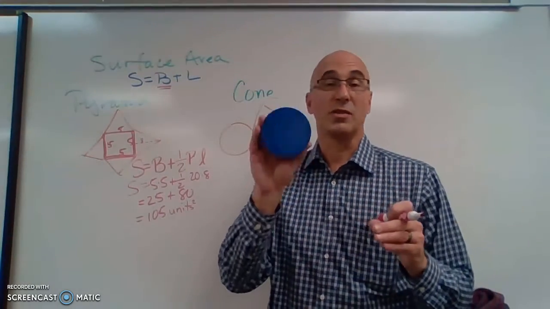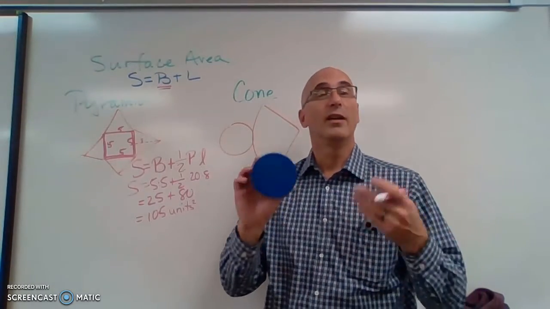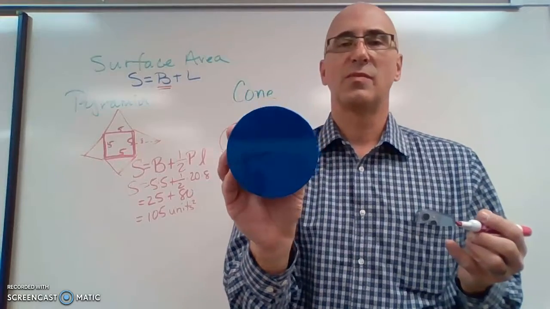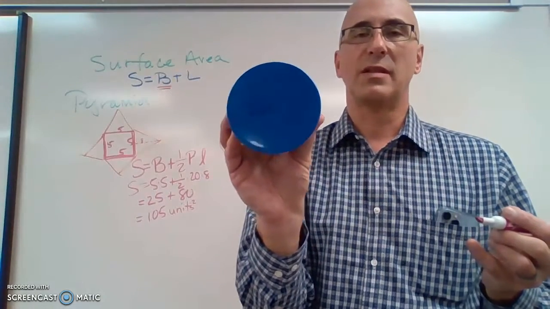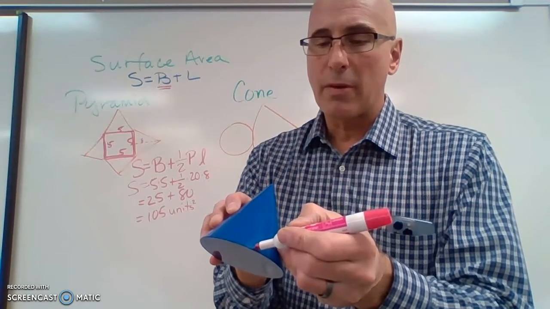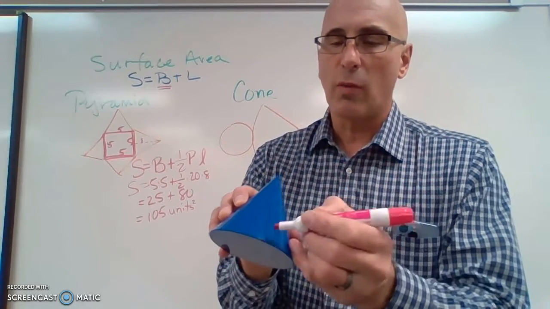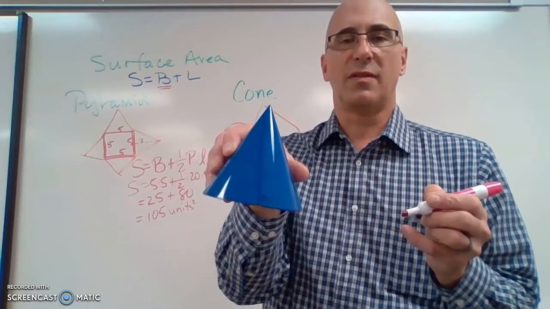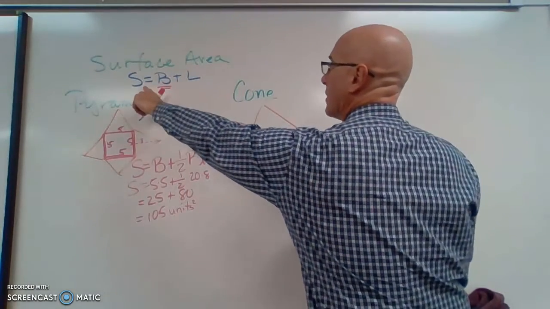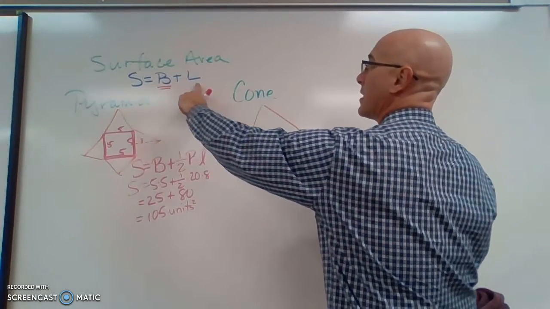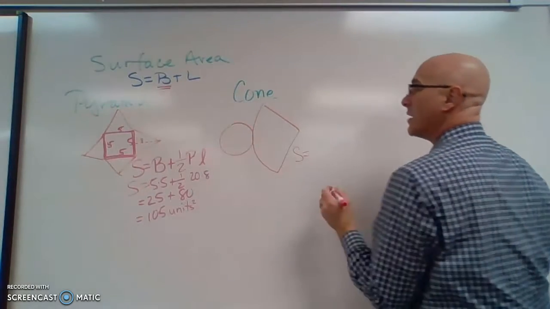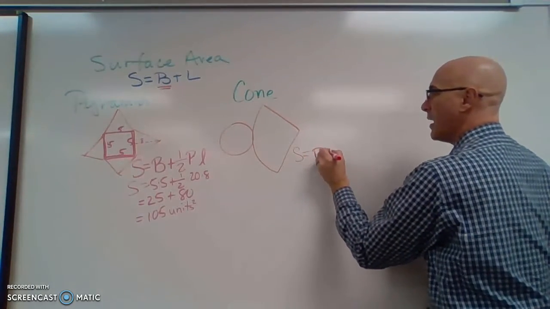Now, a cone. Since we're working with circles, we have pi, and we need to have a radius. So we know that this is the radius, that little line that I drew. You may not be able to see that. There it is. The slant height is merely a perpendicular line that goes up the side all the way to the vertex. So, the same formula, surface area equals the area of the base plus the lateral area. So the area of the circle is pi r squared.